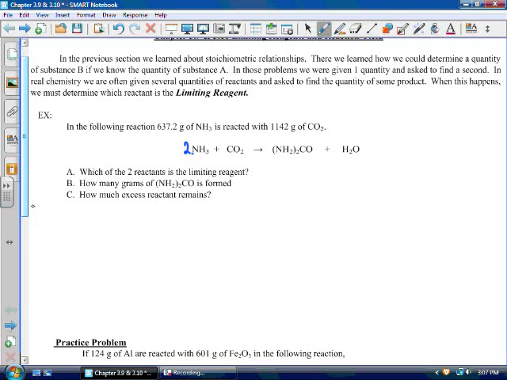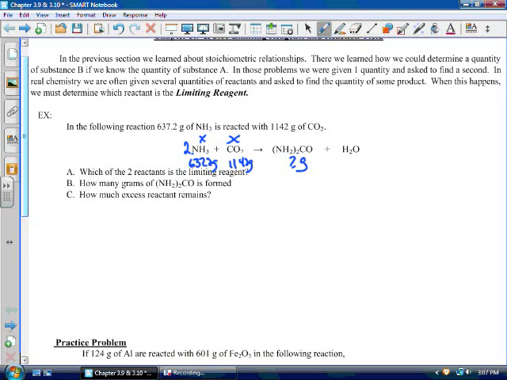Next step, what do we know? We have 637.2 grams of this. We have 1,142 grams of this. We want to know how many grams of this is going to form in the end, and we want to know which of these two things is our limiting reactant.